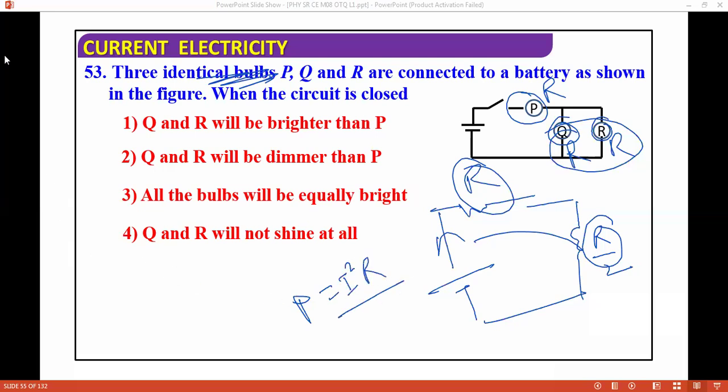Okay. Now you can go through all the options and correct the answers. Okay, so what answer is coming? Q and R will be dimmer than P. Q and R will be dimmer than P. So it means whose brightness will be higher? The brightness of P will be higher.